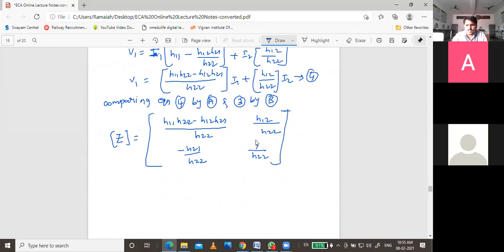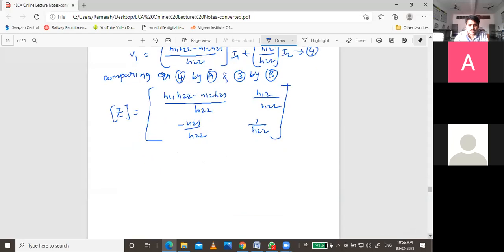So directly in the question they will give that H11 is something, H22 is some value. They will give you all the values, so find out the Z parameters. Therefore, you can easily substitute in this equation. It can be a 3 marks question or a 5 marks question. If you don't know this, no need to remember these formulas. If you want, you can directly derive it in the examination. That is up to you, whether you want to remember or derive.